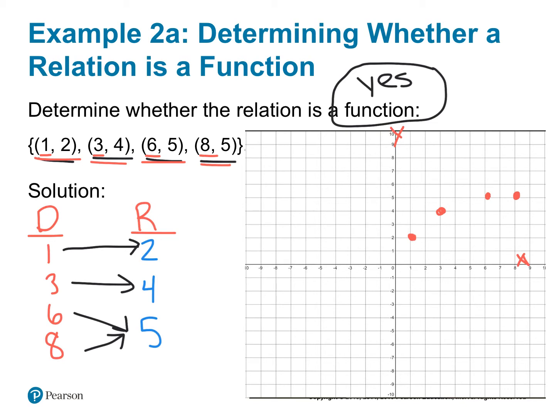So if I look at this, there's nowhere that I would draw a vertical line that would hit more than 1 point. If I drew a vertical line here, it only hits 1 point. If I drew one here, it only hits 1 point. So wherever I try to draw a vertical line, if it only hits one of the points, it is a function. If it does not pass the vertical line test, then it is not a function.